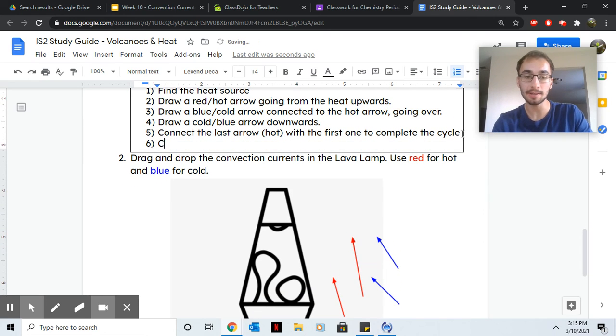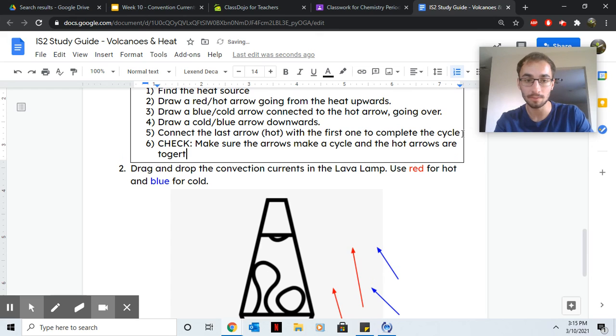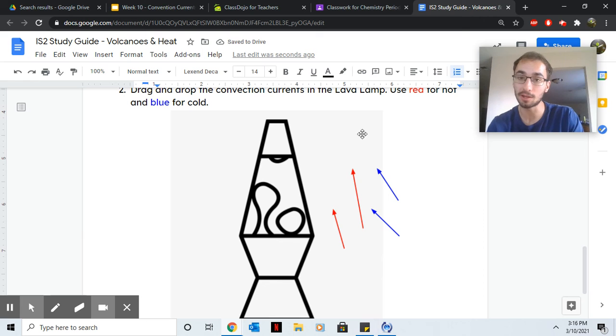To check that you're right, make sure the arrows make a cycle, so they go round and round, and that the hot arrows are together. The cold arrows are away. They need to be away from the heat. That's what makes them cold. You're going to try that last one yourself with the lava lamp.